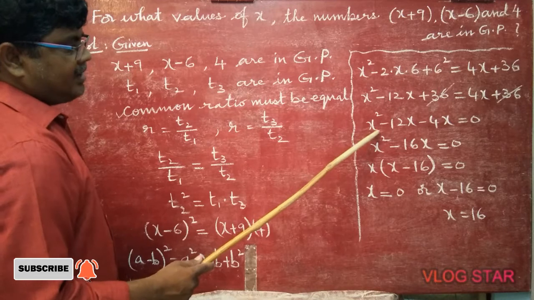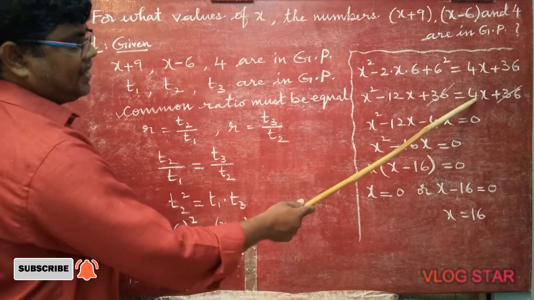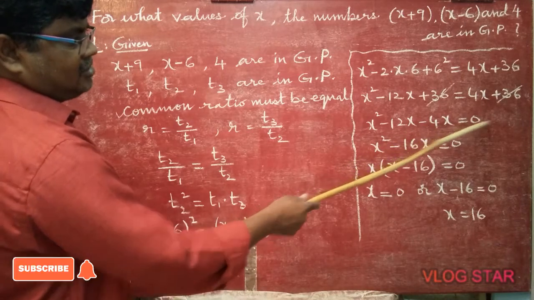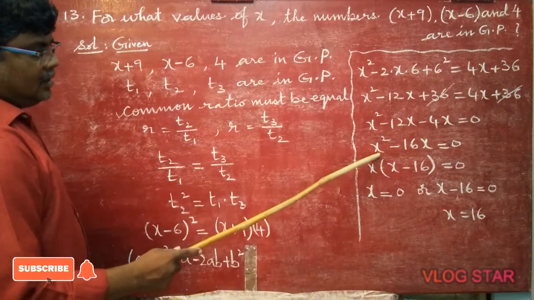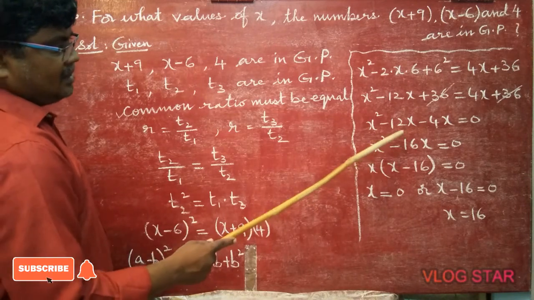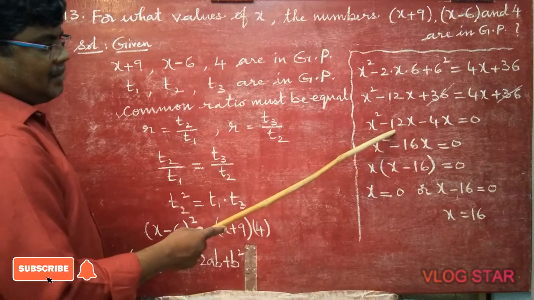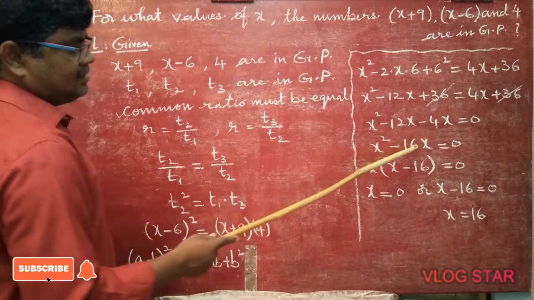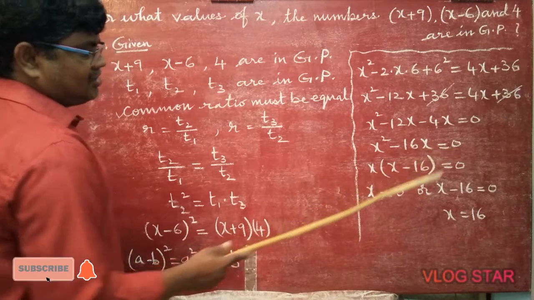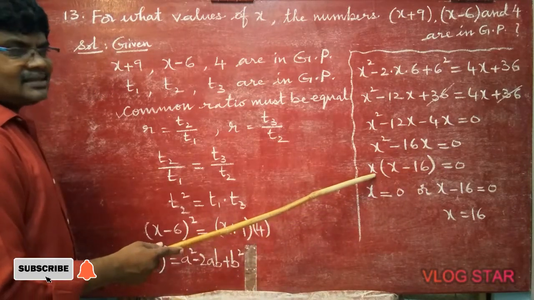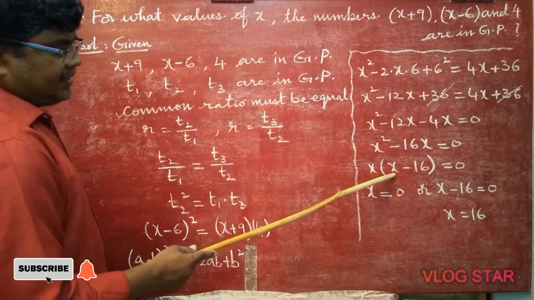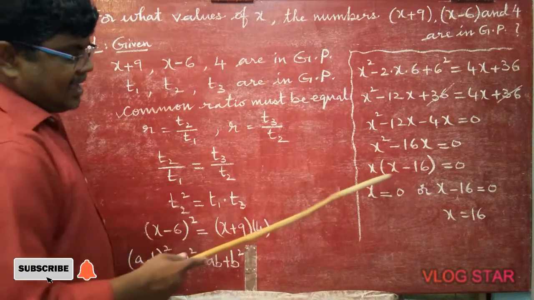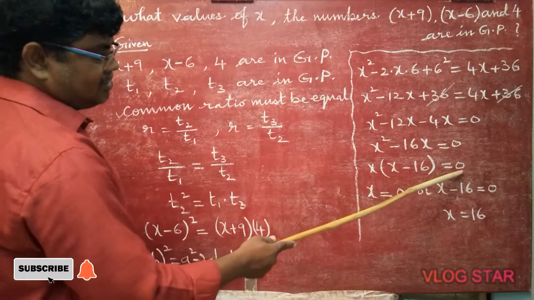Now x square minus 12x, plus 4x coming from right to left becomes minus 4x, nothing else is there, is equal to 0 that side. Now x square minus, both are same signs, so we are adding. Minus 12 minus 4 is minus 16. So minus 12x minus 4x is minus 16x is equal to 0. Now I am taking x as common, because x is there in both the terms. So x minus 16 is there. x into x minus 16 is equal to 0.